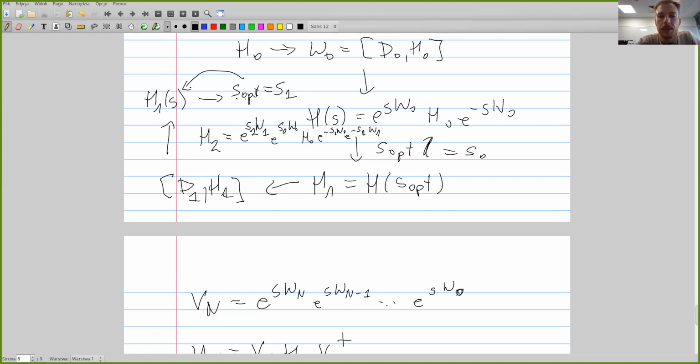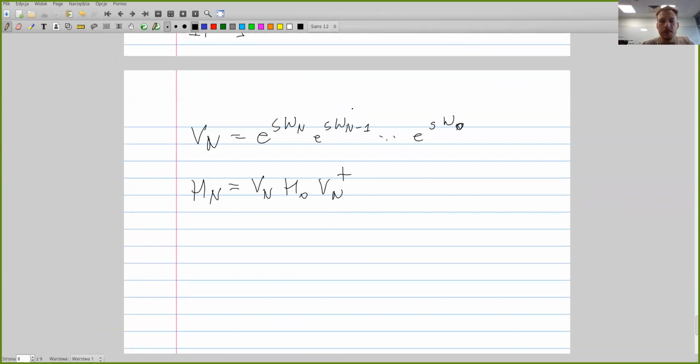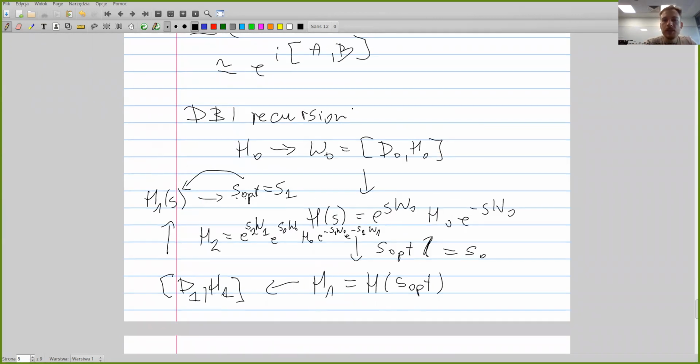So basically what I describe here is a recursive algorithm. So I can write DBI recursion. And this recursion we can try to implement. So this is an abstract.